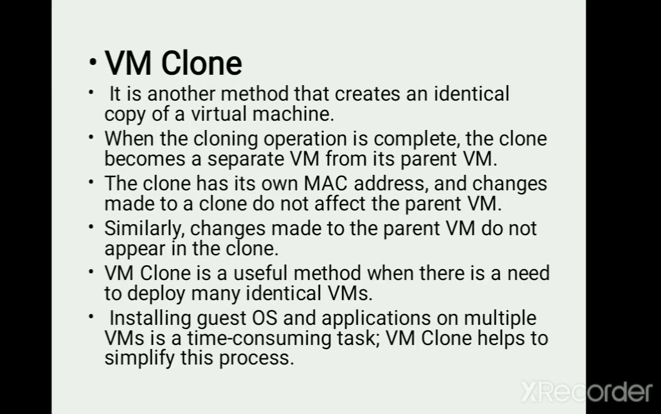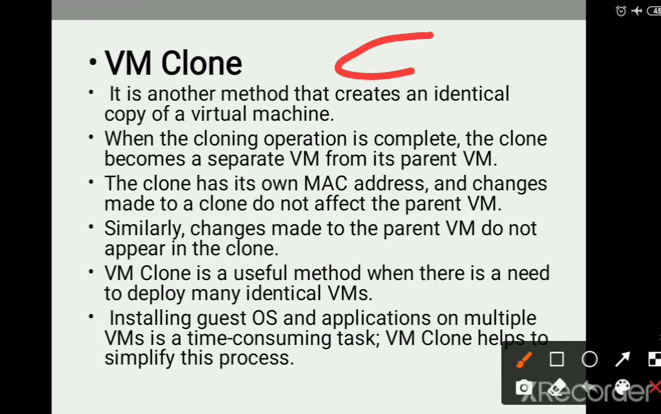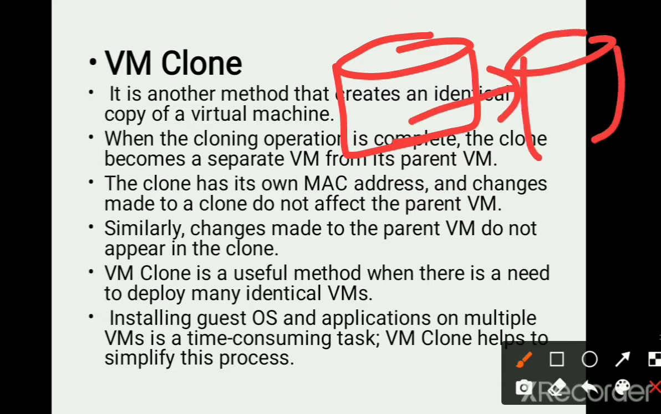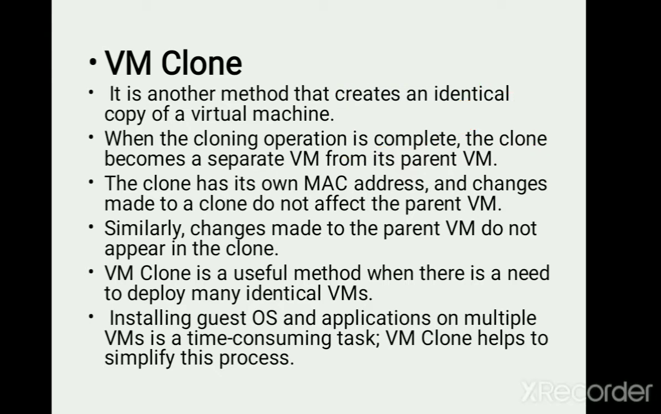So for this purpose, there is another method called VM clone. What happens in a VM clone is that it creates an identical copy of the virtual machine. Suppose I have this machine, the database. The same clone, that means an identical copy, is created from the parent, right? So the clone is being created. When this operation is completely done, meaning the exact copy is created, it is then detached from the parent.